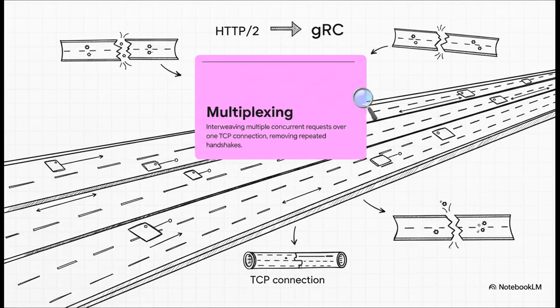The industry's shift toward gRPC fundamentally fixes this traffic jam. gRPC is built upon the much more modern HTTP/2 transport layer, which introduces a game changer, multiplexing. Multiplexing allows multiple concurrent requests to be interweaved over a single TCP connection all at the same time. So instead of our single-lane highway, we now have a highly coordinated, multi-lane freeway where requests and responses flow completely independently, tagged with stream identifiers. This entirely eliminates the need for those costly, repetitive TCP handshakes that HTTP/1.1 demands for parallel connections.